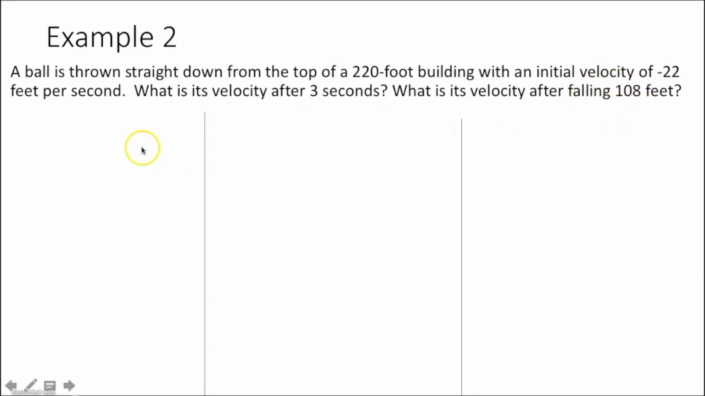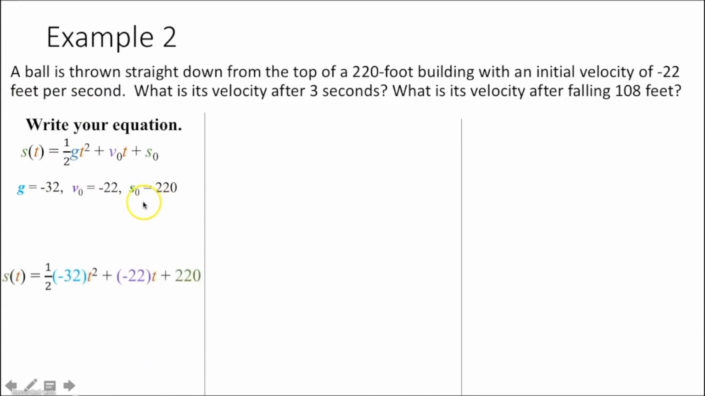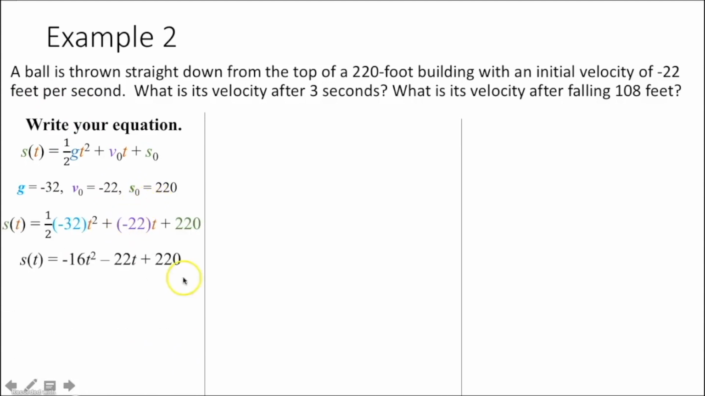So first thing you need to do is create your position function. You know your position function is going to be based on this. Now what you got to do is plug in each of your given variables. So you're given your initial height, because it's a 220-foot building and you're at the top. So that's going to be your initial height. Your initial velocity is going to be negative 22 feet per second. And your acceleration due to gravity, since we're using feet per second, is going to be negative 32. So plug in each of those variables and you have your position function.